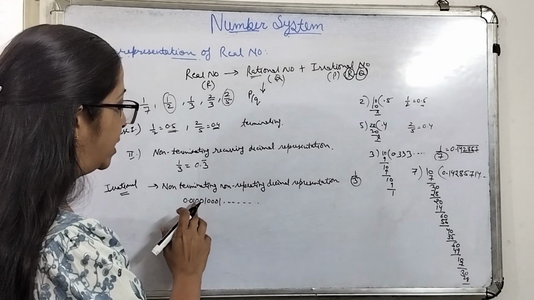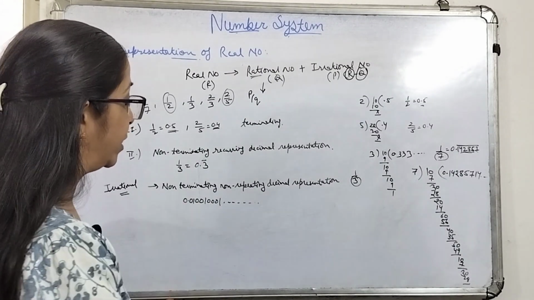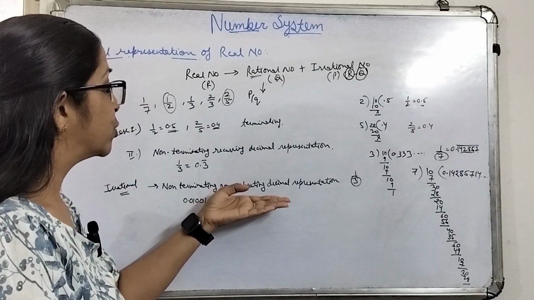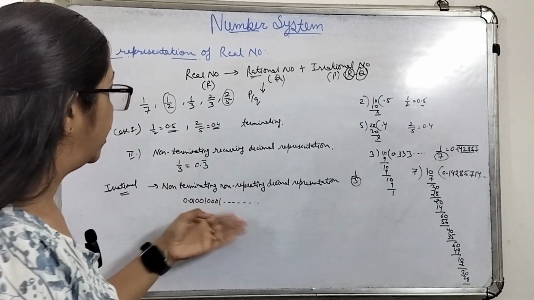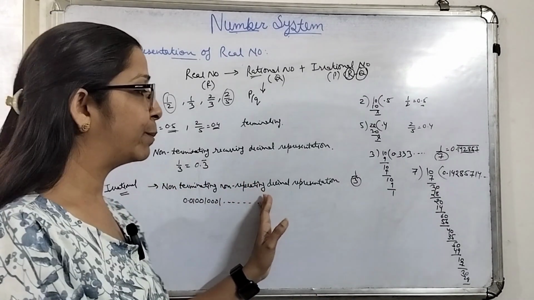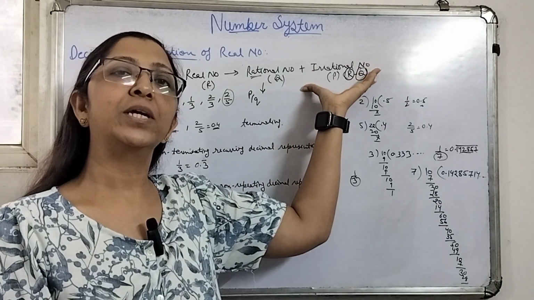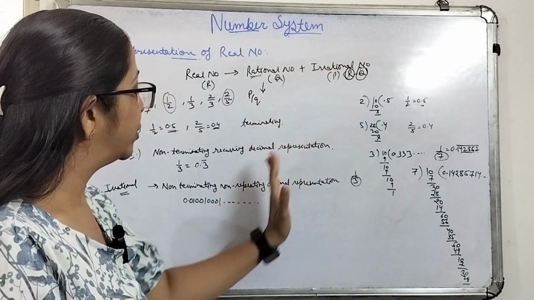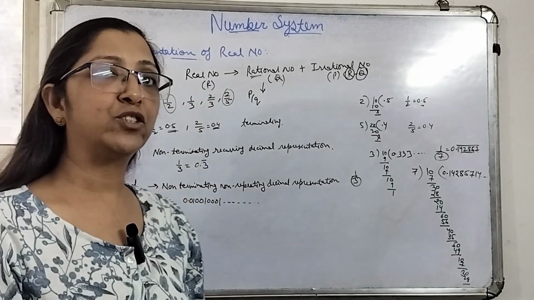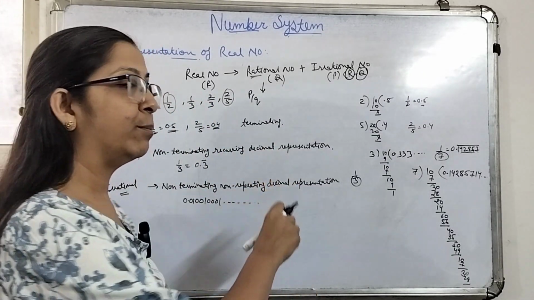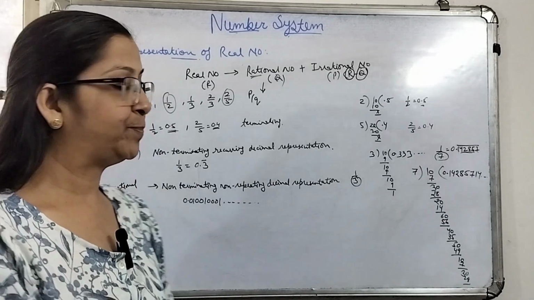Over here 01, 001, 0001. So there is not like 01 is repeating again and again. It is not like that. So these types of decimal representation, which is non-terminating, non-repeating, are the representation for your irrational number. So whenever we see any decimal representation, simply by seeing it we can come to know that it is a rational number or it is an irrational number.